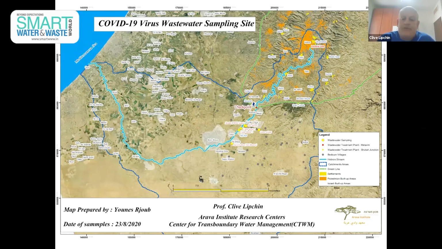This is a map showing you where we are sampling. The yellow dots are where we have done our first preliminary sampling. Next slide, please.